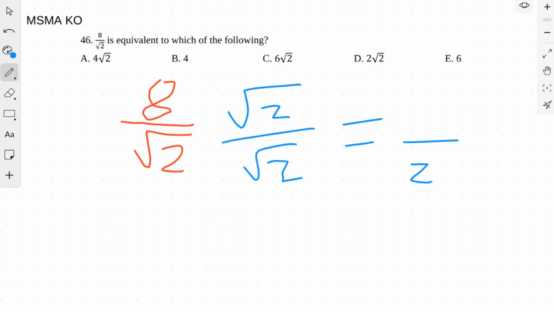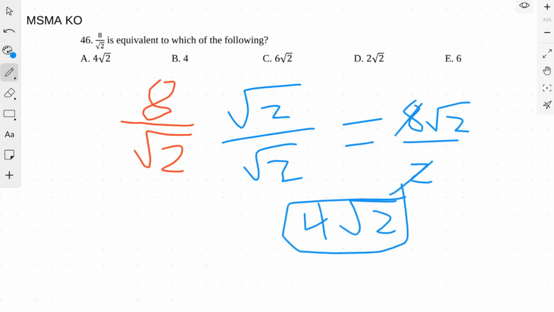But we have to do the same thing to the numerator so that we don't change the value of the fraction. And so we get 8 root 2 over 2. And now you can simplify, and you get 4 root 2 as your final answer after rationalization.